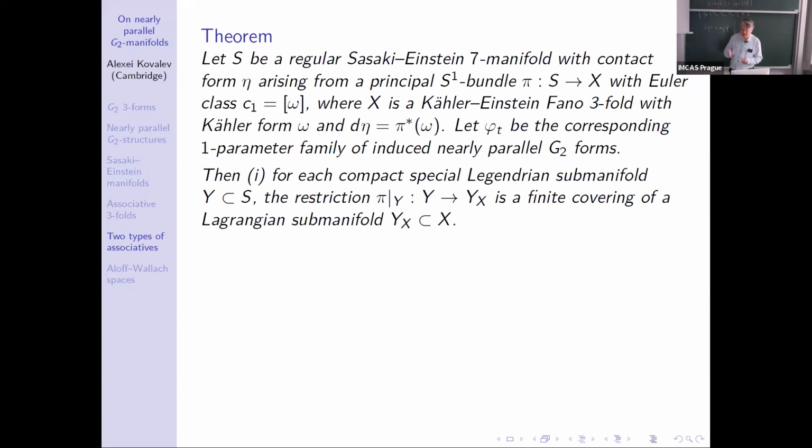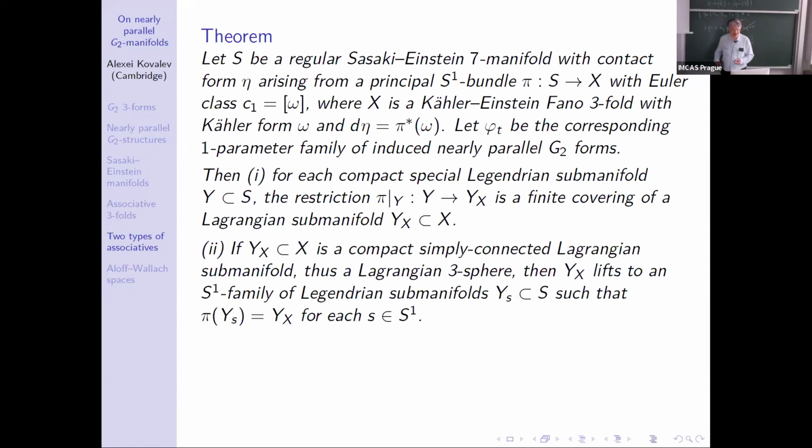First of all, this time it's a result about Legendrian submanifolds. Whenever we have any special Legendrian submanifold Y in our S, if we restrict our fiber bundle to Y, then it's a finite covering of a Lagrangian submanifold of X. So Lagrangian with respect to the Kähler structure. So it's a necessary condition for special Legendrian submanifolds. The next one gives a kind of converse.